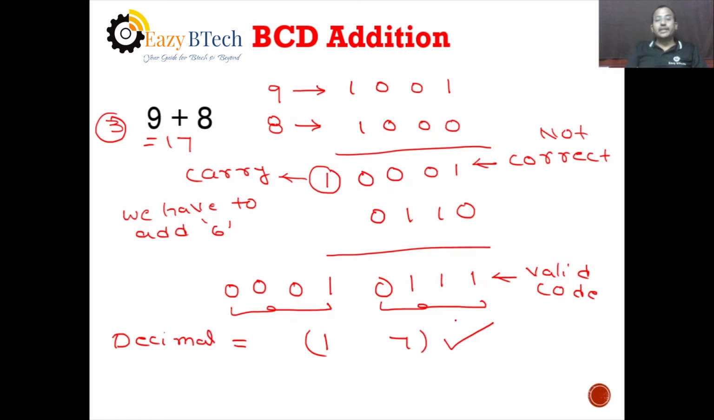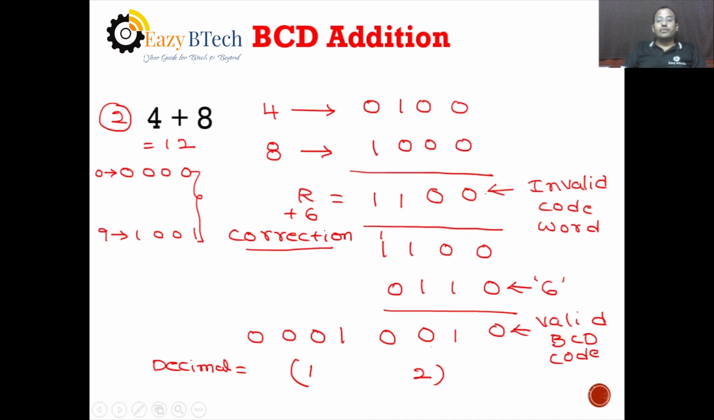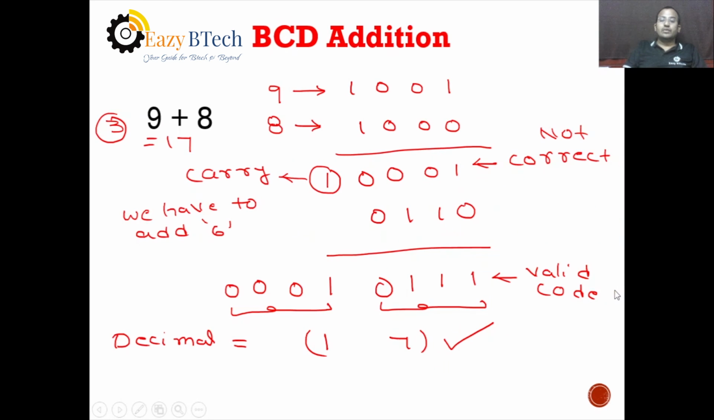If we add 6, we get the valid code word and the answer is also correct. So while doing BCD additions, whenever we get a carry out of the addition operation or whenever we get an invalid code word, we have to add 6 to the result to get a valid BCD code. To get the valid BCD code, we have to go for the correction step, right? Is it clear? We'll see one more example to get better understanding.